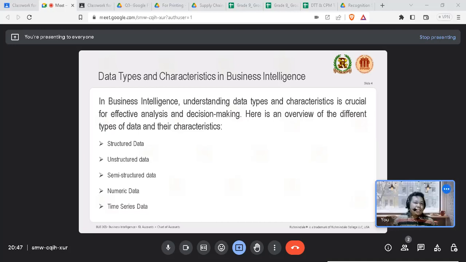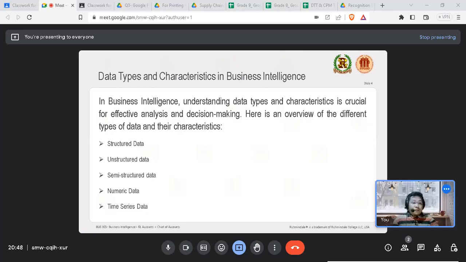Average handling times, customer satisfaction scores. Analyzing this data helps optimize staffing levels, improve service quality, and identify peak call periods. That is why time series is important.